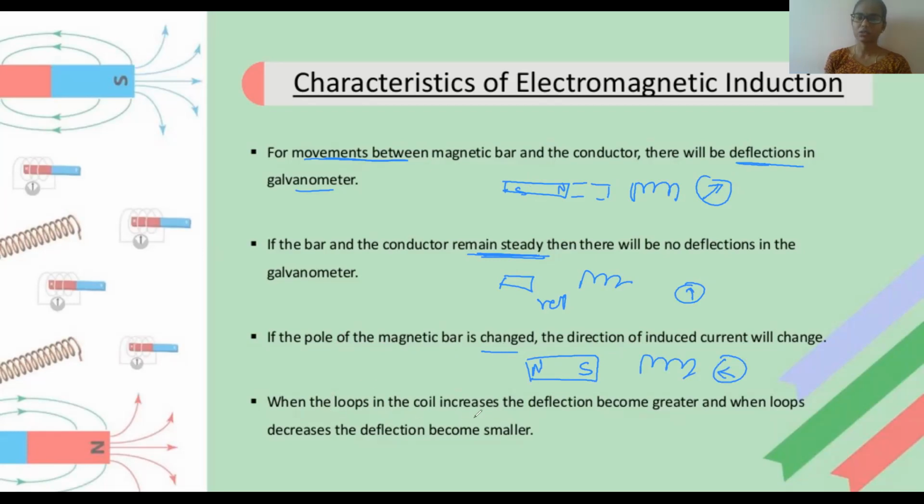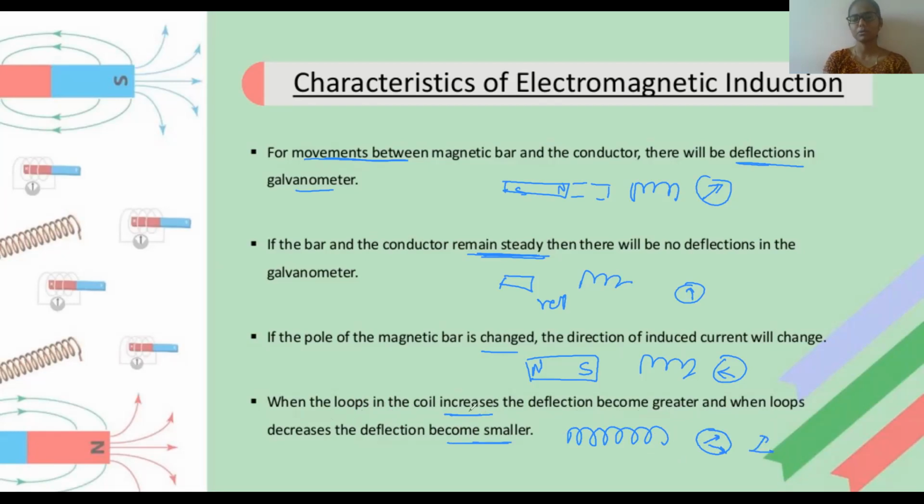When a current is induced in the coil, and the number of loops in the coil increases, the deflection becomes greater. Initially it shows only this much, but now it will show more deflection, because more strength will be there. When the loops decrease, it comes back to the same position with a smaller deflection.